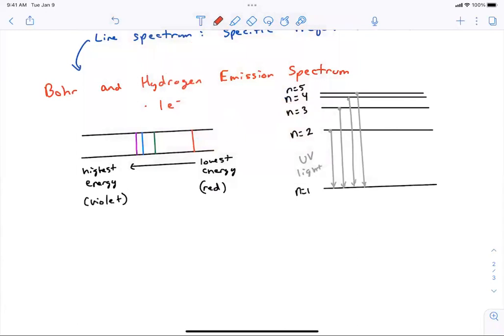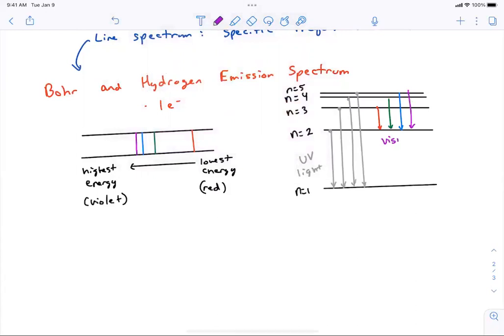Oh, n equals 1? Oh, sorry. Yes, n equals 1. Okay. Now, the jumps to 2 are where he saw the visible light. And so the smallest of those jumps would be your red line. The next jump would be the green line. And the next jump would be the blue line. And I didn't draw number 6, but whatever number 6 is would be that next jump here.